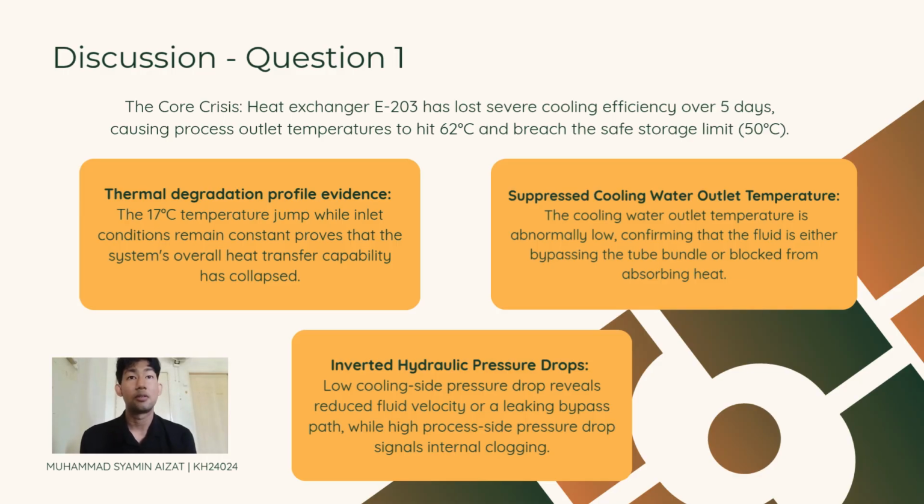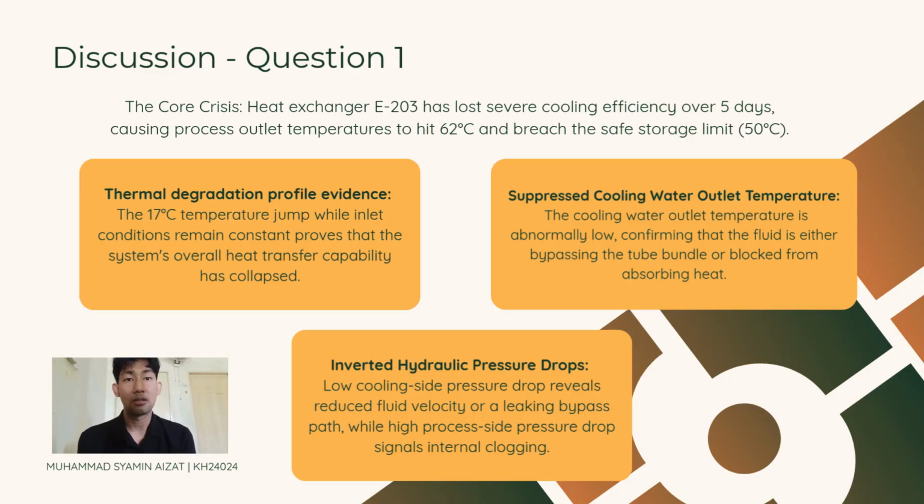The heat exchanger lost severe cooling efficiency over the 5 days. First, this caused a thermal degradation profile, evidenced by the 17 degrees Celsius temperature jump while inlet conditions remained constant, which proved that the overall heat transfer has collapsed. Next, we found that the cooling water outlet temperature is abnormally low, and this confirmed that the fluid either bypassed the tube bundle or was blocked from absorbing heat.